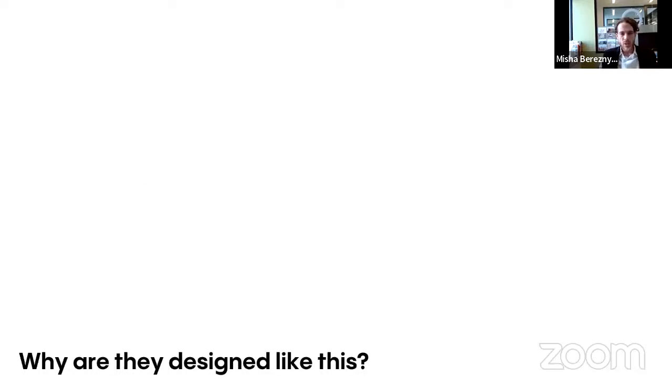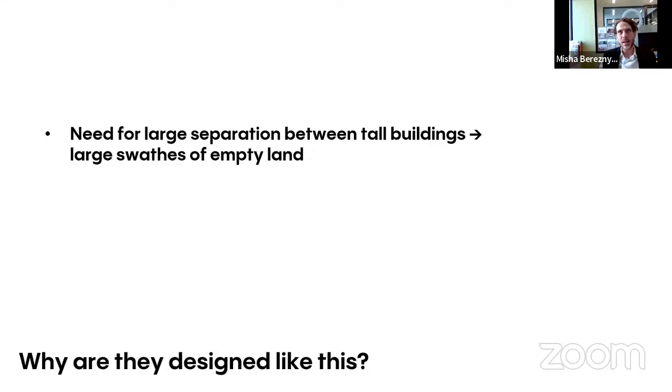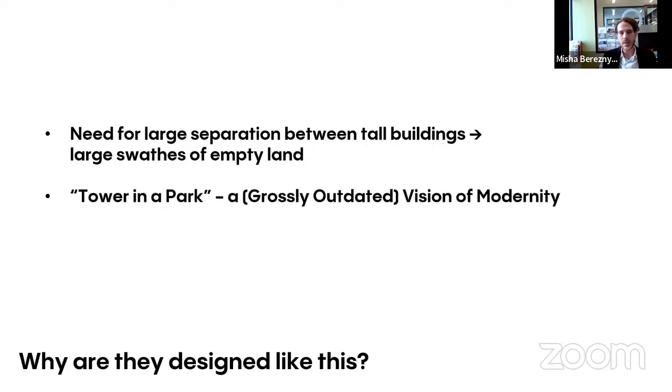And I guess the next question is why they are designed in this way. There are two reasons. One of them is the technical one. There is a need for large separation between tall buildings, especially in this range of height. And the simple way to accommodate that is by just putting nothing between them, leaving it empty. But there is another reason, and that's that a lot of this is led by the concept or vision of towers in a park, which is a very outdated, 100 years old vision of modernity.